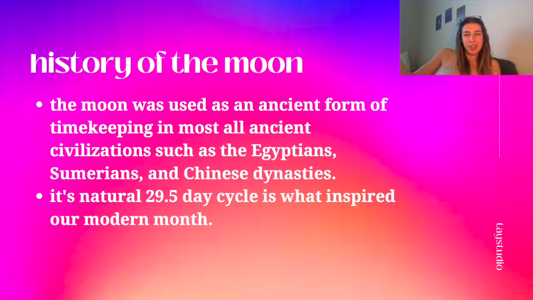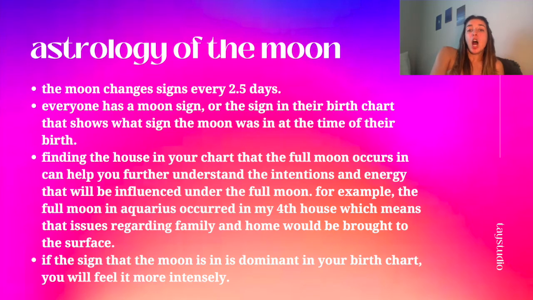That might have been common knowledge, but next is the astrology of the moon, okay? So that was the moon from a history perspective, but now we're going from an astrological perspective. What is the moon? So the moon changes signs every 2.5 days. If you didn't watch my Astrology 101 intro video, my Astrology for Beginners video, you might be like, the moon, 2.5 days, what?